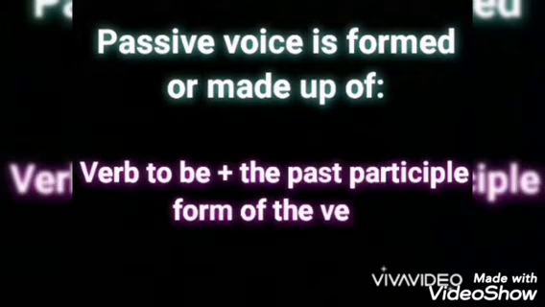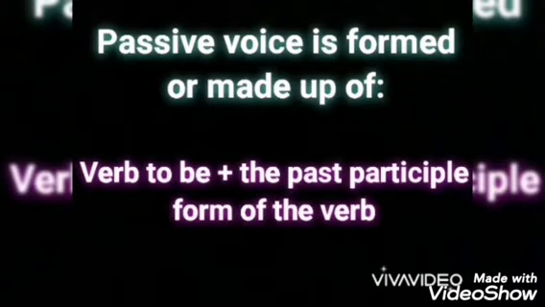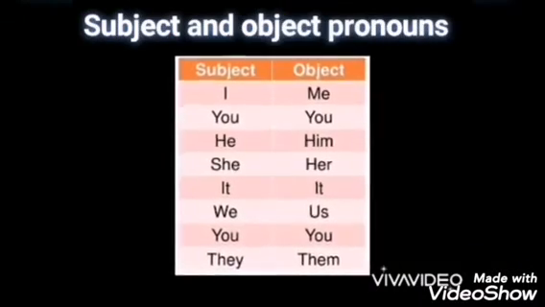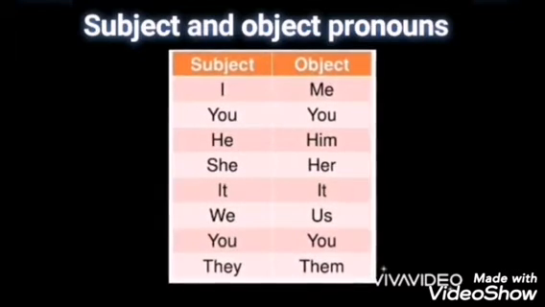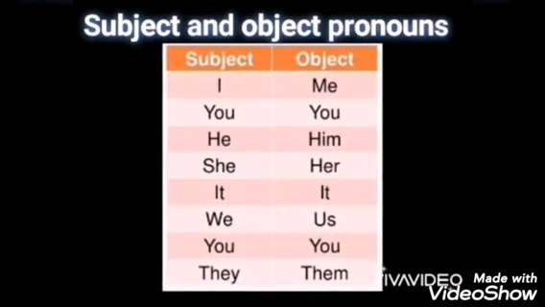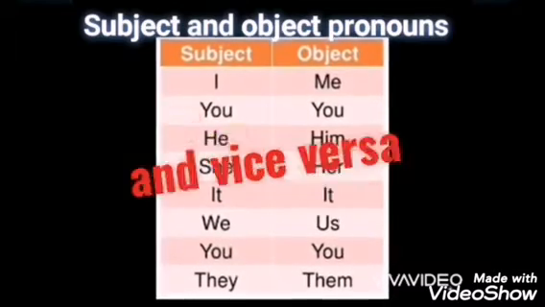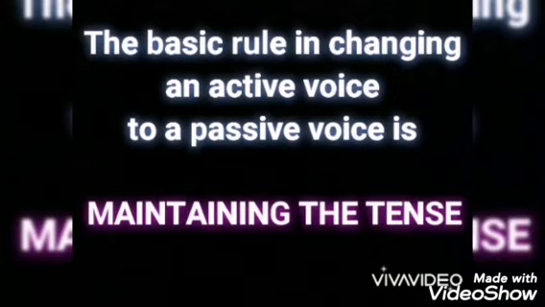Passive voice is formed or made up of verb to be plus the past participle form of the verb. Forms of verb to be are is, are, am, was, were, be, been, and being. We should also take into consideration that subject pronouns must be changed into object pronouns. The basic rule in changing an active voice to a passive voice is maintaining the tense.